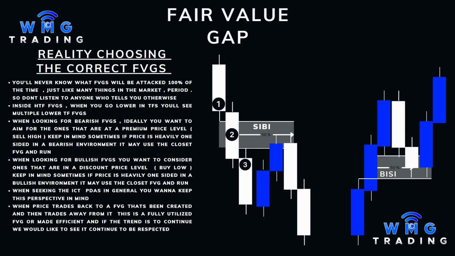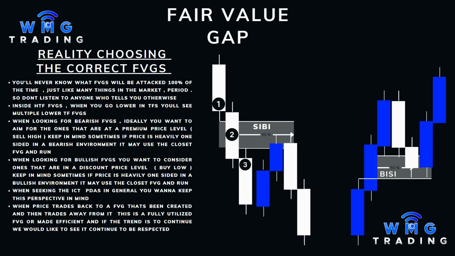You'll never really know what fair value gap will 100% of the time be attacked and how it's going to respond in that fair value gap, just like many things in the market. So don't listen to any idiot who tells you otherwise, because you can never be 100%. It just doesn't exist. No 100% perspective exists in the marketplace in general, right? So keep that in mind. But there are ways to make things more high probability, right? And layer confluences on top of things so you can develop further trust.